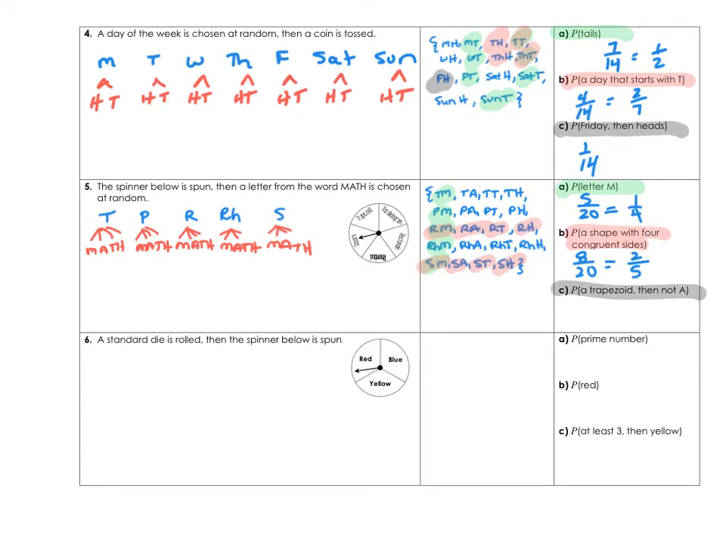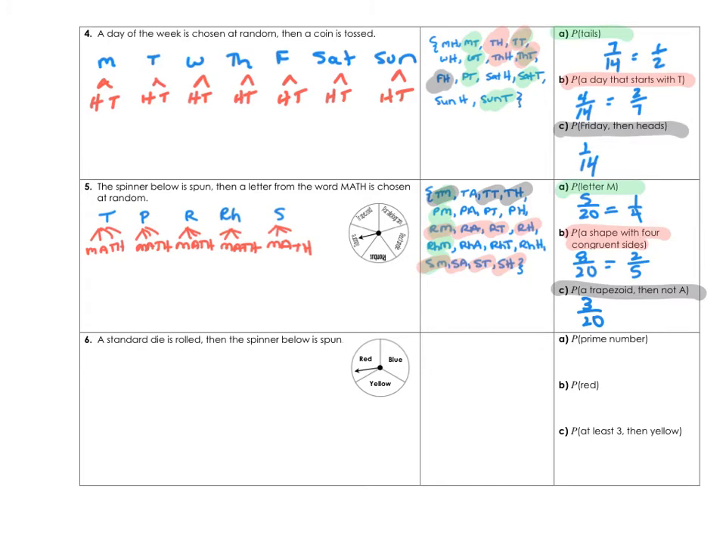All right. So, trapezoid, then not an A. Yikes. Okay. So trapezoid and then not an A would give me 1, 2, 3. Only 3 times that's going to happen out of the 20. Because only 4 of the times it's a trapezoid, and then 3 of those times is also not an A.